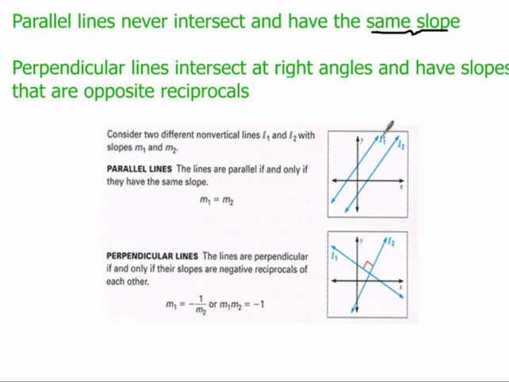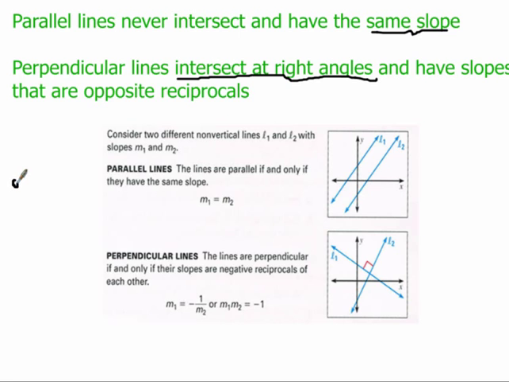So these two lines here are parallel, and they go on and on forever in both directions, and they never intersect. That's what parallel means. And if they never intersect, that means they also have the same slope. Perpendicular lines intersect at right angles and have slopes that are opposite reciprocals. Hopefully you know that opposite reciprocals just means to flip and change the sign.